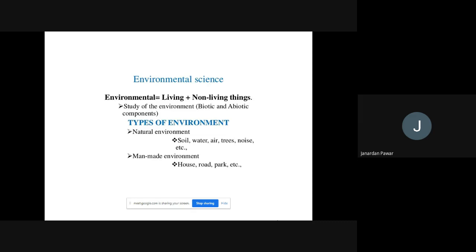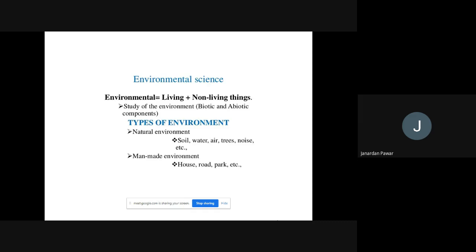Even when it comes to the man-made environment, it is whatever is made by human beings, which can also be called the artificial environment. In this artificial or man-made environment, n number of things can be considered. Whatever human beings have made on planet Earth, such as houses, roads, buildings, parks, and so on. These kinds of things can be called the man-made environment or artificial environment.